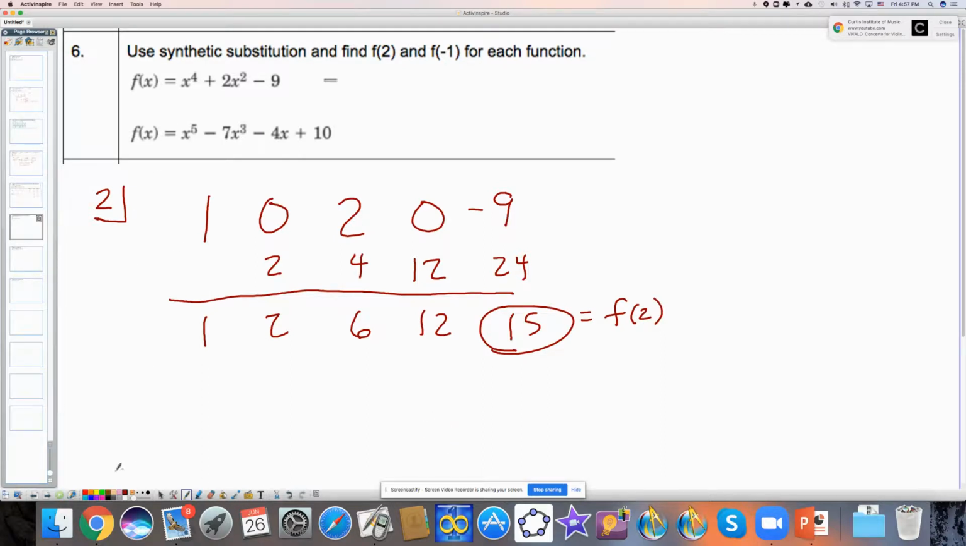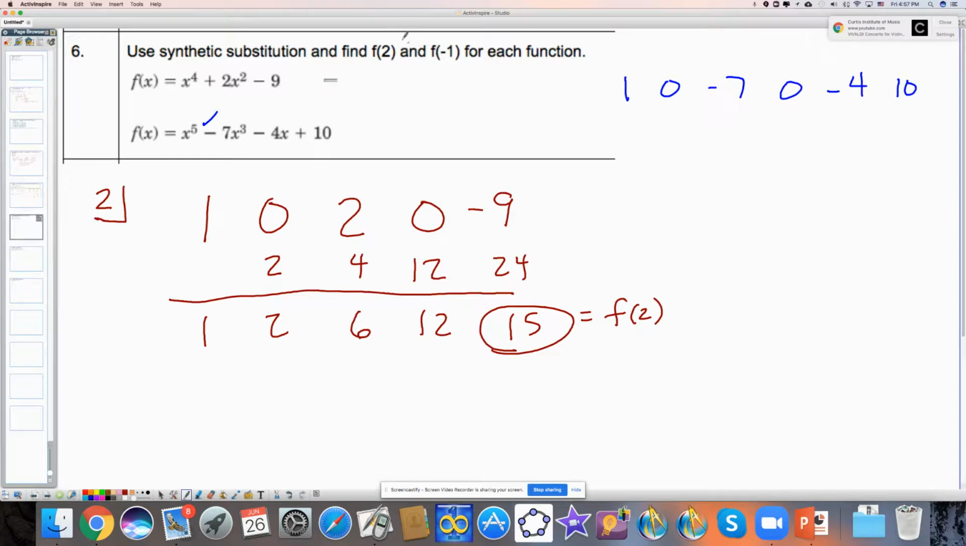I'll do the second one just for grins. I'll do it a different color. Maybe we can see it differently. If you're unable to see this, I'm sorry. I'm trying to get the type as big as I can. First coefficient, which is the term of the 5th degree, is 1. X to the 4th is 0. X cubed is negative 7. X squared is 0. Negative 4 is the one for x, and then a 10 is my constant.